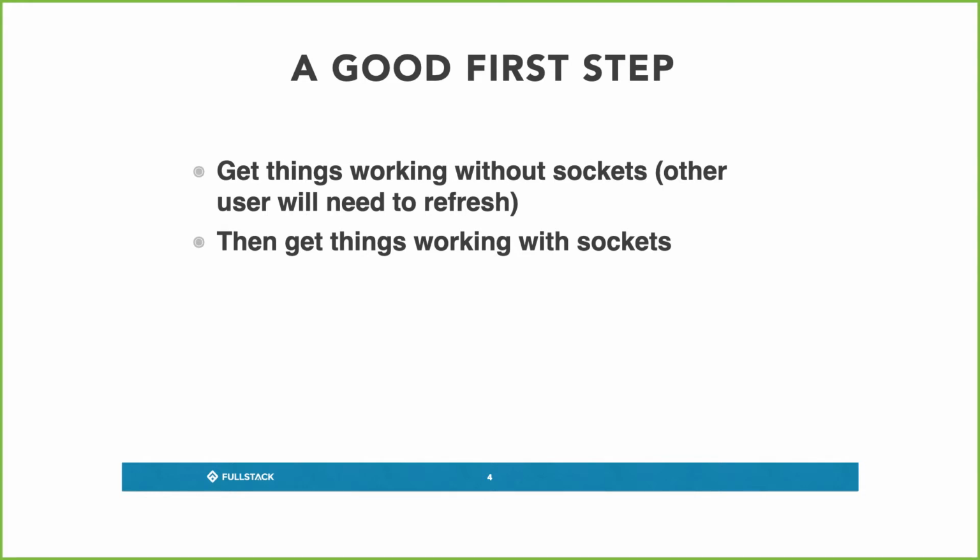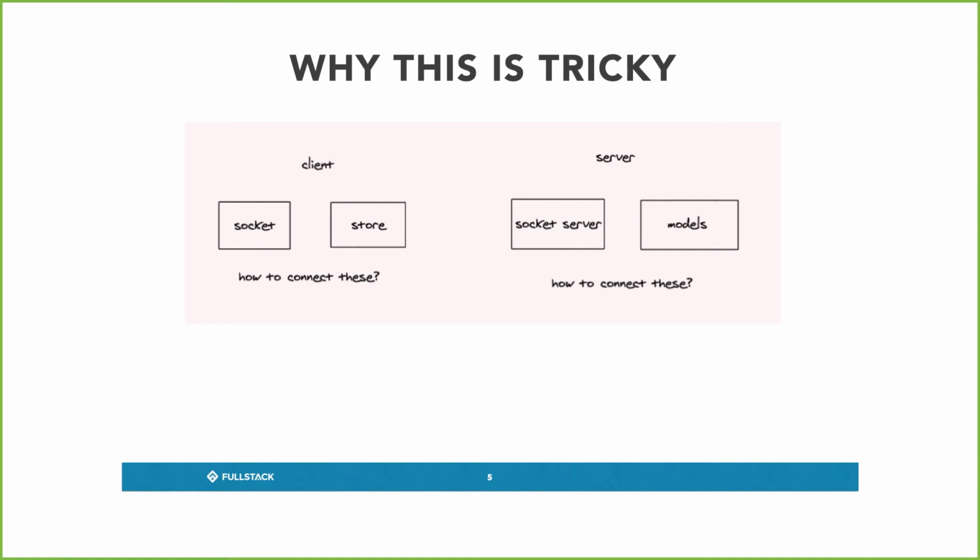We want the server to notify the clients. There's a reason why this gets to be a little bit tricky. One of them is that as your application gets bigger, you've got your socket stored in one part of your application. From our client perspective, we've got our socket on our client, we've got our Redux store, and we've got to find a way of connecting these.